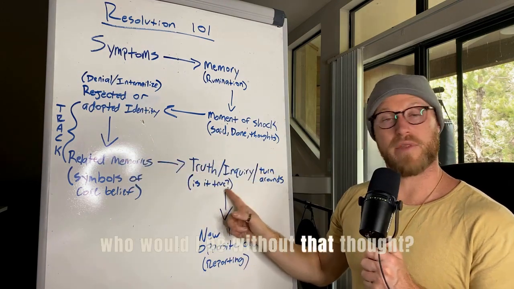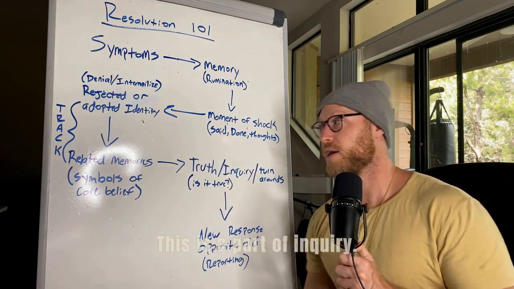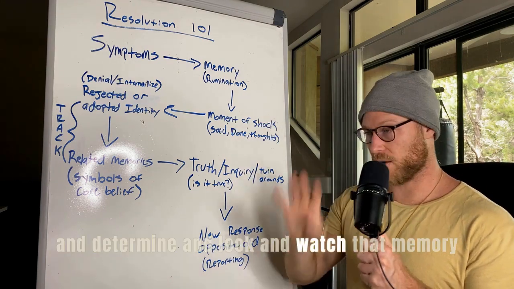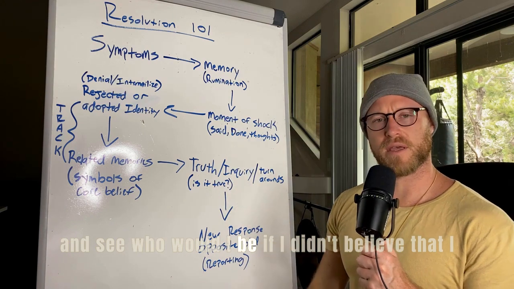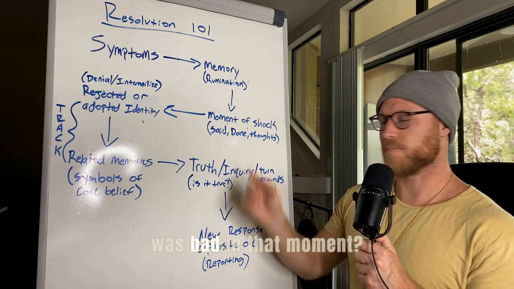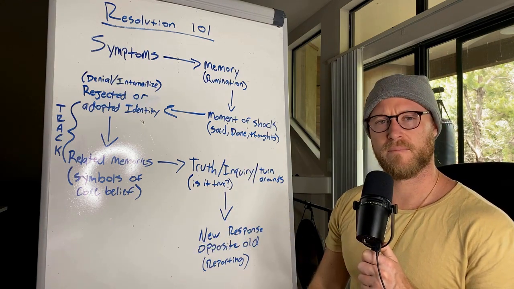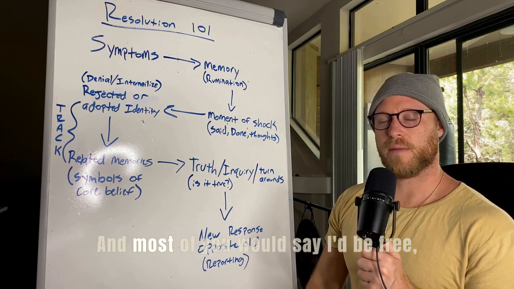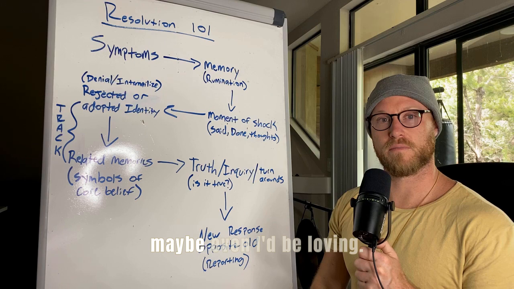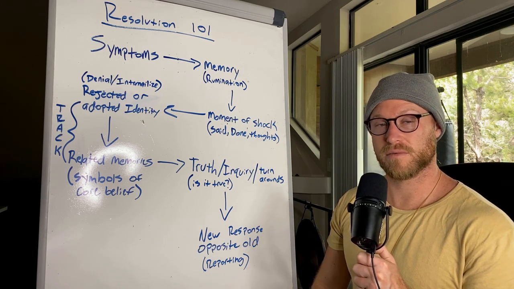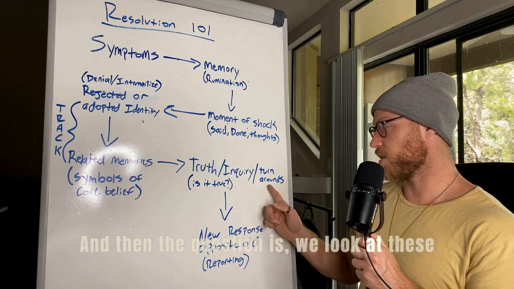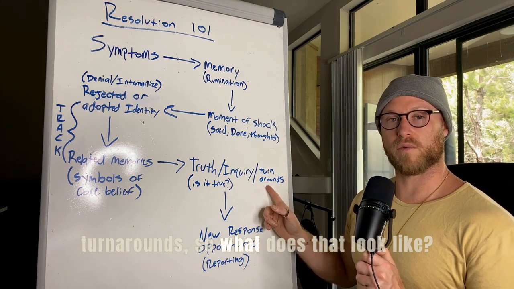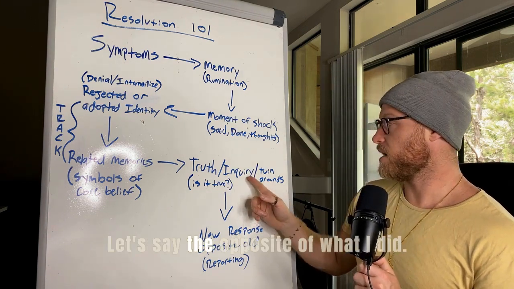Who would I be without that thought? This is a part of inquiry. Well, go back to that moment and look and watch that memory and see, who would I be if I didn't believe that I was bad in that moment? Who would I be without it? And see the other person. And most of you would say, I'd be free. Maybe even I'd be loving. And then the question is we look at these turnarounds. So what does that look like? What's the opposite? Let's say the opposite of what I did.